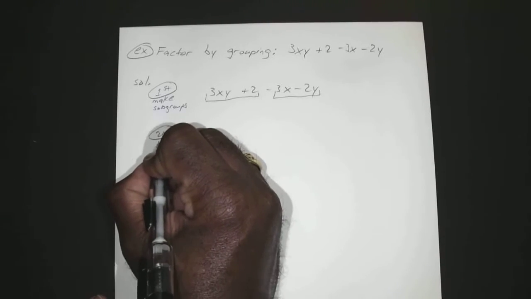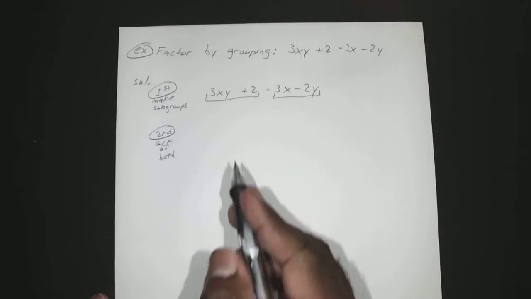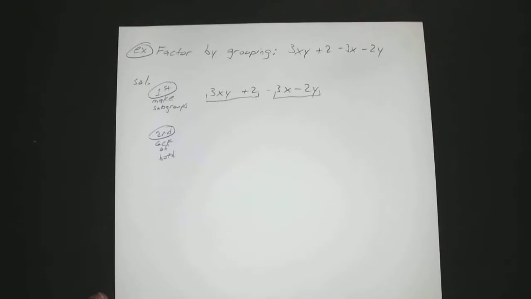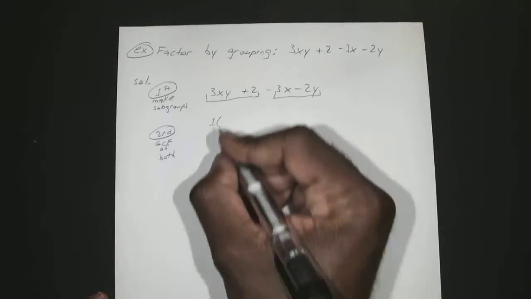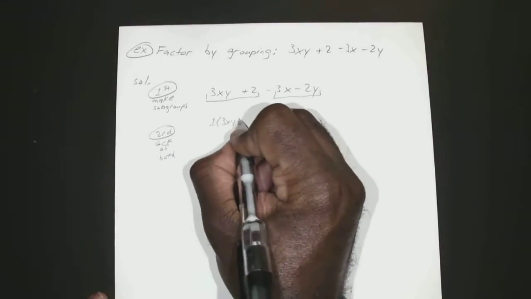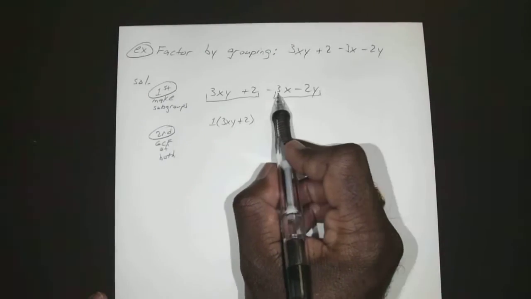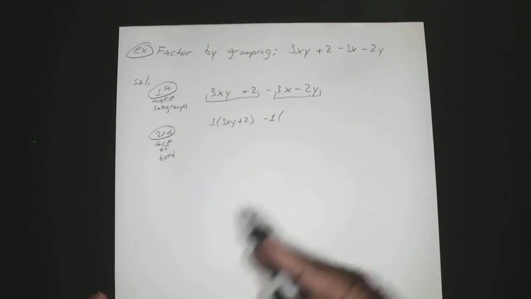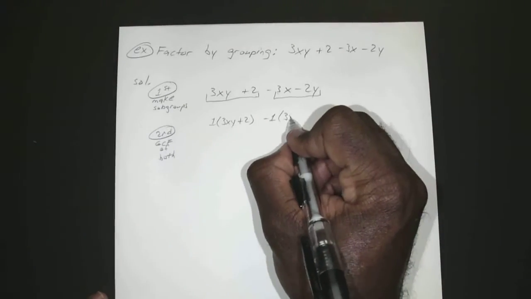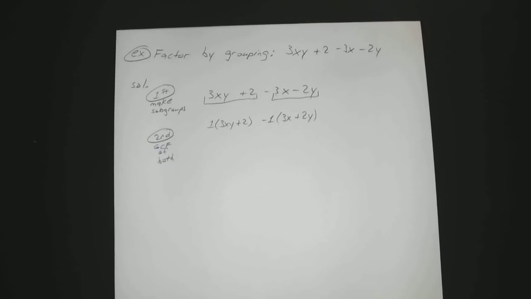Now here, if you find the greatest common factor of both of them, 3xy and 2 doesn't have anything in common, so you just factor out a 1. So that leaves us as 3xy plus 2. These two have a negative 1 in common. So you can factor out a negative 1, which leaves that as 3x plus 2y. Okay. The only problem is the binomials don't match.